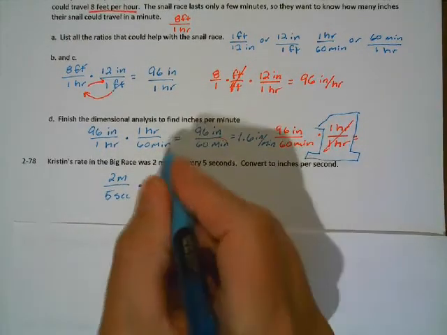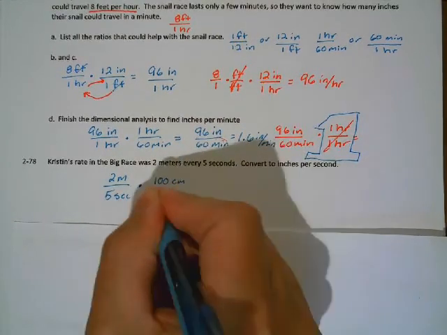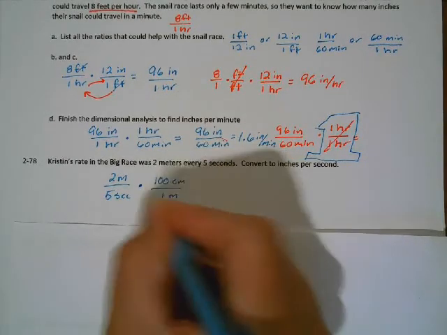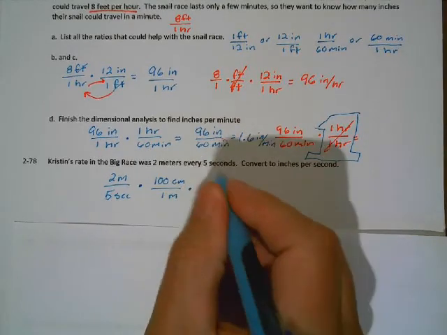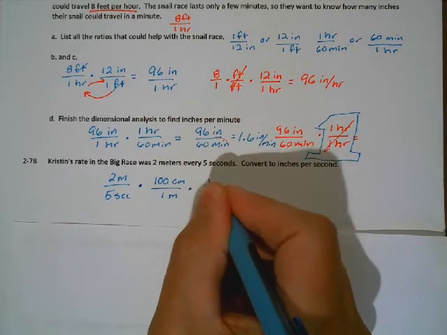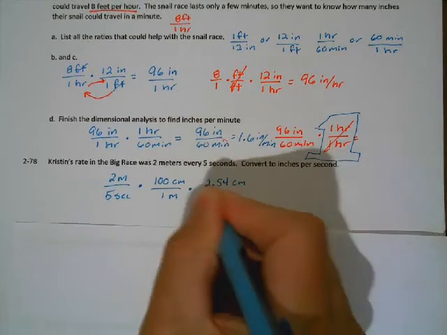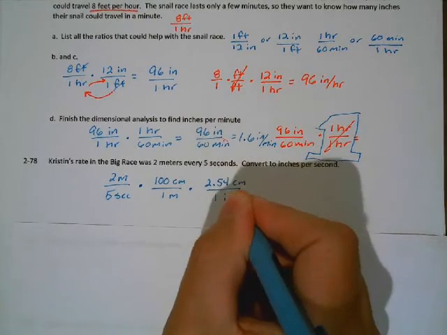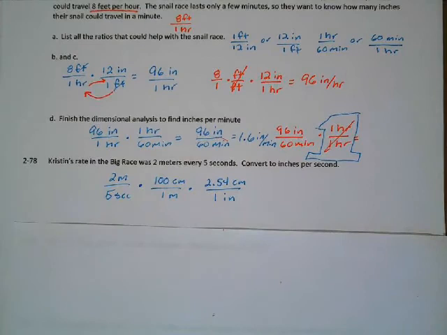All right, so 100 centimeters per 1 meter. Okay, that looks right. That makes 1. That ratio works. Next, 2.54 centimeters for every 1 inch. Okay, that makes 1, so that's a ratio that works. This should give me their answer.